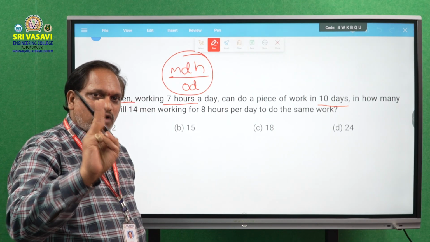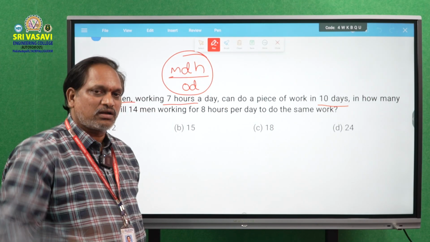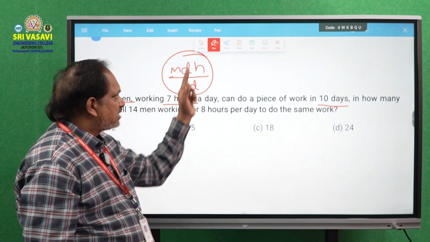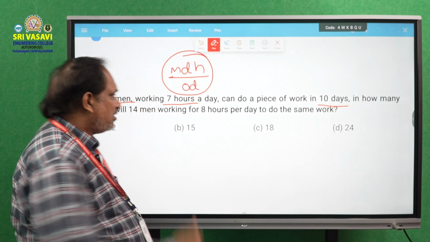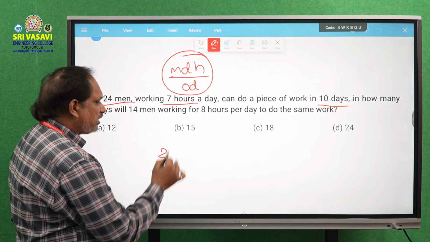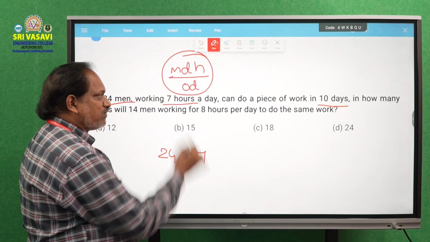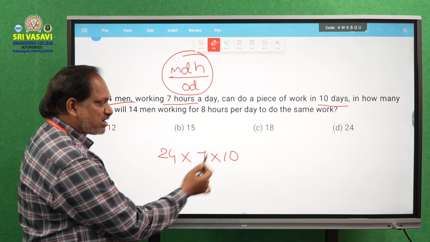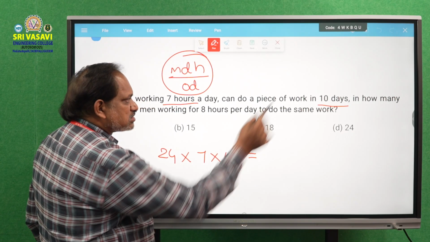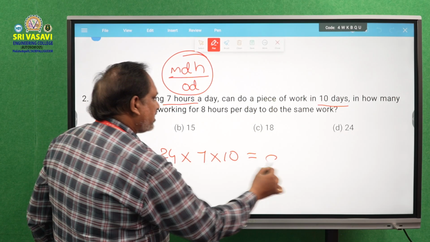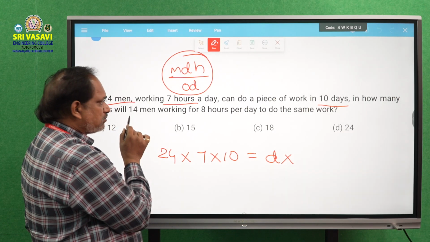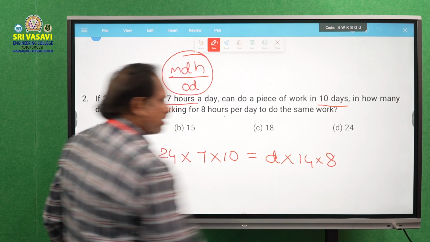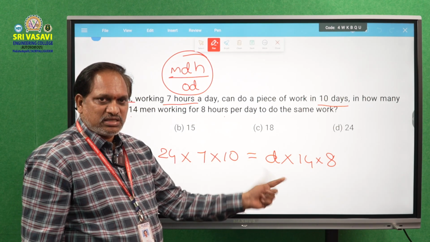Only 3 formulas are enough to crack the entire time and work, all the concepts. The formula is related to MDH, men, days, hours, by other data. So observe this question: 24 men working 7 hours a day complete it in 10 days. In how many days? Here days are required. 14 men, 8 hours per day. So in this only one unknown object is there, days.